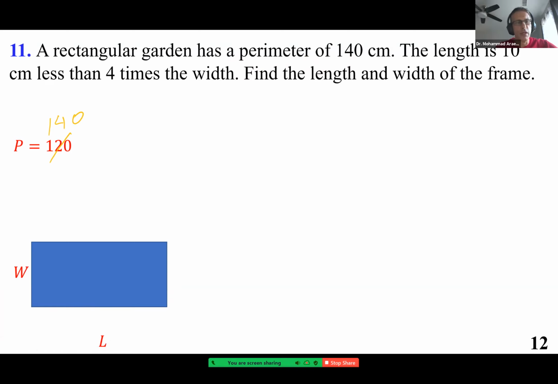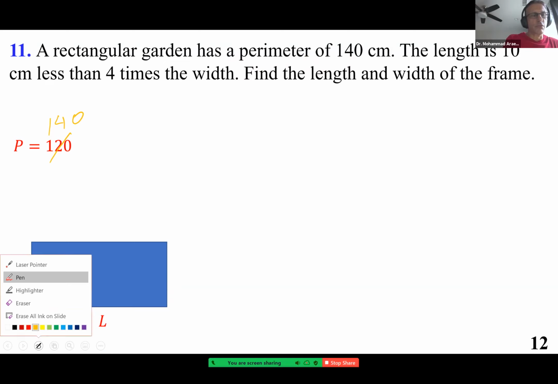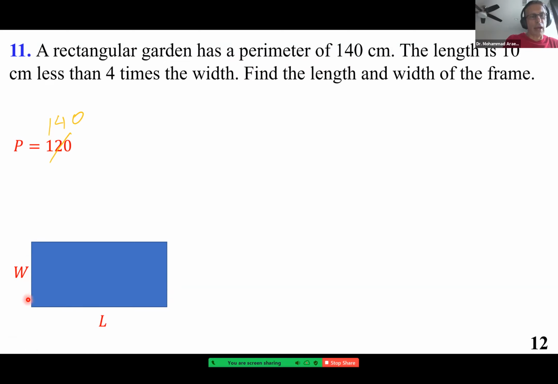Here's the width, here's the length. So we know the perimeter is 140. So right away, you add up 4 sides. That means 2w plus 2l, or you can say 2 times w plus l is 140. So that's the first sentence. The second one, length is, so L is equal to 10 centimeters less than 4 times the width. So 4 times the width is 4w minus 10. So this is the perimeter, and this is the second sentence.